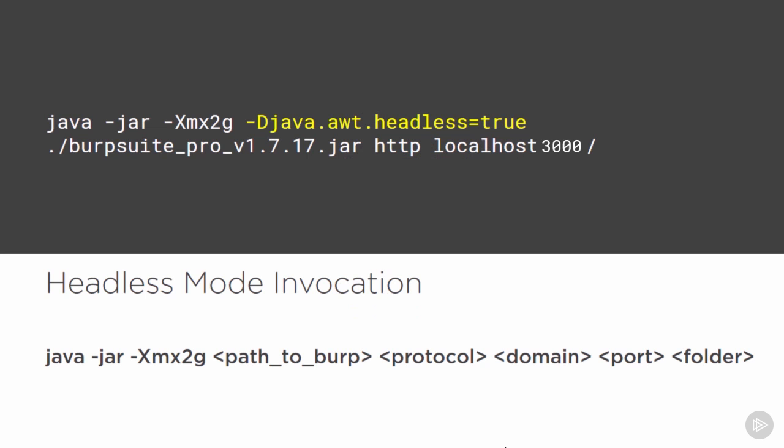Now if we speak in terms of invocation, really the main difference between starting the Burp GUI and starting Burp in headless mode is the addition of this parameter, java.awt.headless=true. With the Carbonator extension, you're also going to add additional parameters pertinent to your target application. For example, you're going to add protocol, so is it running over HTTP or HTTPS? You're going to add the domain, that's going to be your target application's domain. You're going to add the port number that the target application is running on, and you will also add the folders of focus that you would like to actually spider and scan.